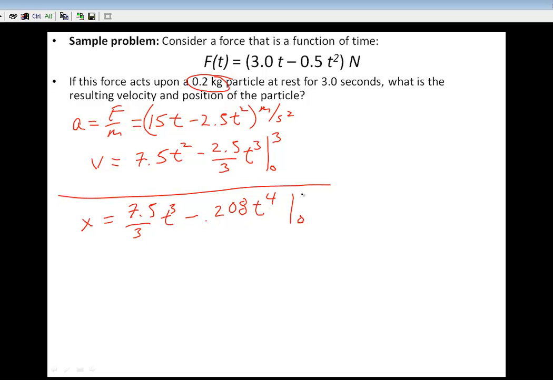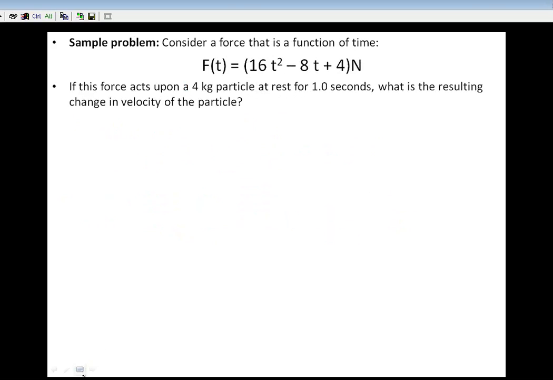Does anyone figure out the answer for the first part? What do you got for the position? 50.625 meters. And what about for the velocity? We'll be quick. 45 meters per second. So all stuff we know how to do.